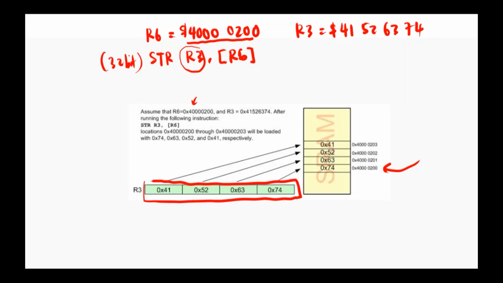What happens here is that how this data is stored will depend on whether you are using Little Endian or Big Endian. In this case, we are using Little Endian. So that's why 74 will be stored at address 4200, 63 will be stored to the next address, which is 4201, 52 to address 4202, and 41 to address 4203. So the 32-bit data is stored at the base location starting from address 4200.